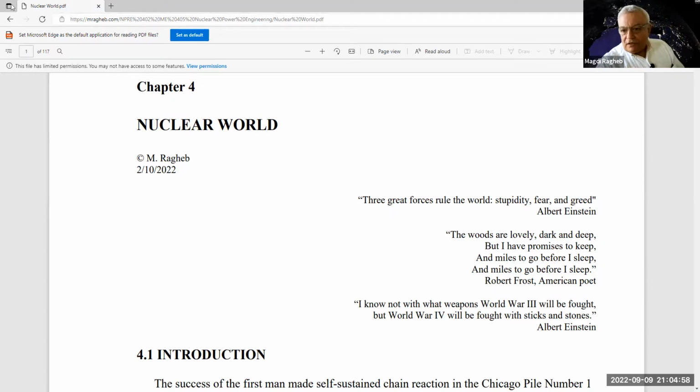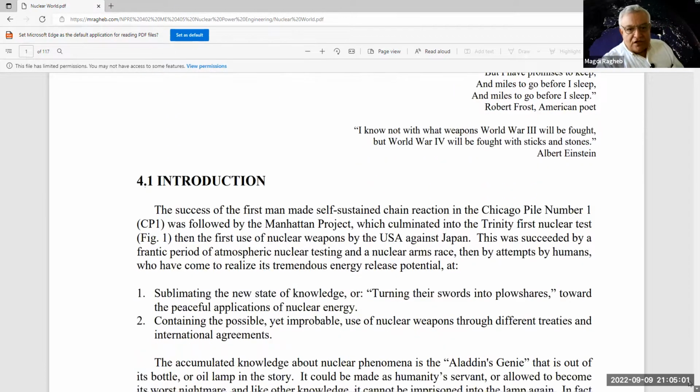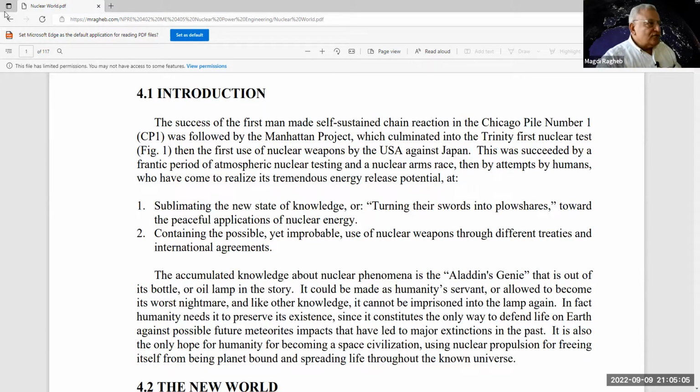In the nuclear world, immediately after the discovery of fission, the Chicago Pile #1 and the use of fission energy in the atomic bombing of Hiroshima and Nagasaki in Japan, humanity's survival instinct, in fact, led it to try to sublimate the new state of knowledge. The terminology here could be from the Holy Bible, turning their swords into plowshares. That refers to the Israelites getting into the Holy Land and turning their wartime tools into agriculture, plowshares, peaceful tools. So the idea of peaceful application of nuclear energy became the standard here.